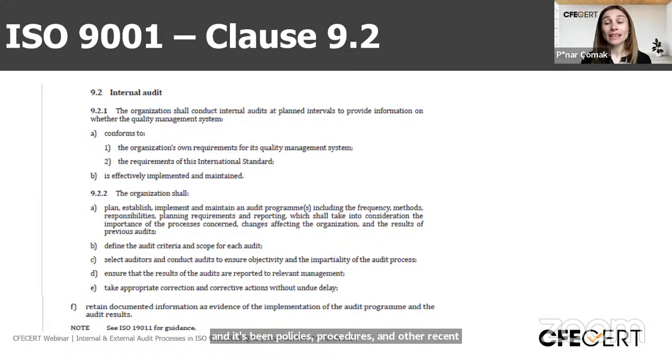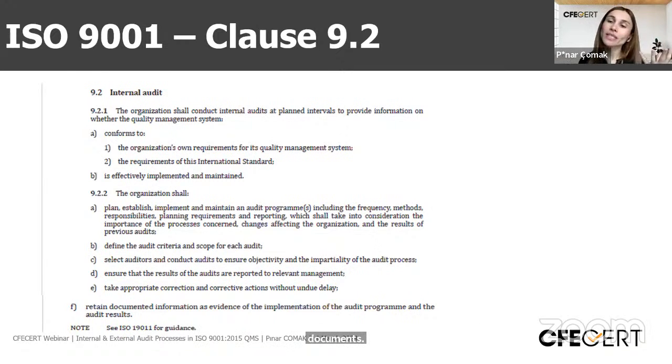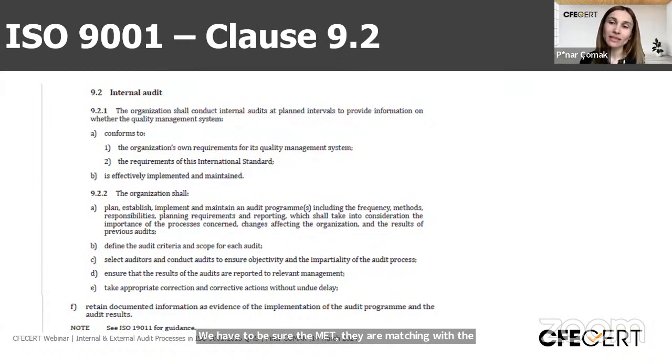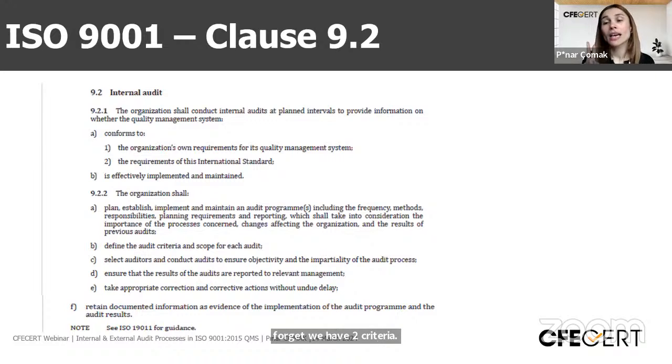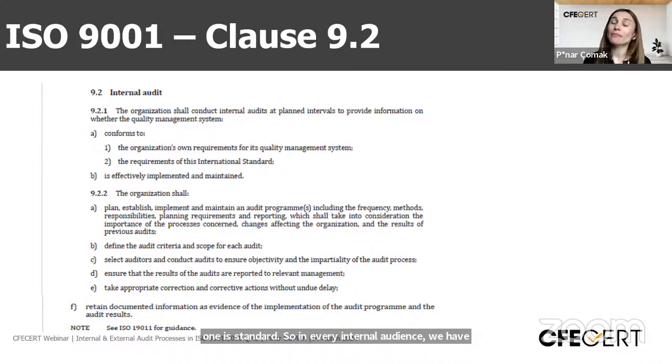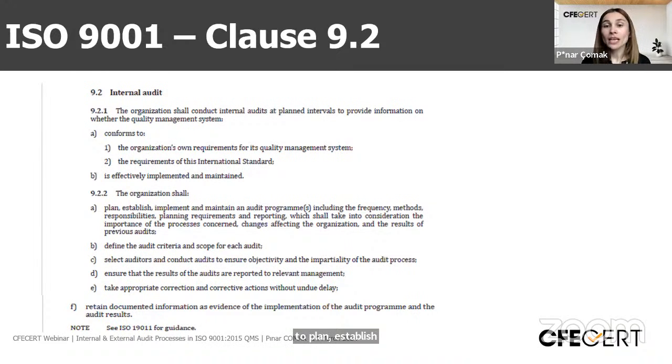We have to be sure the written documents match the real application. So we are not checking just ISO 9001. Please don't forget, we have 2 criteria. One is the organization's own requirements, and the second one is the standard. In every internal audit, we have to plan, establish, implement, and maintain an audit program, including the frequency, method, responsibilities, who will be the auditor, planning requirements, and reporting.